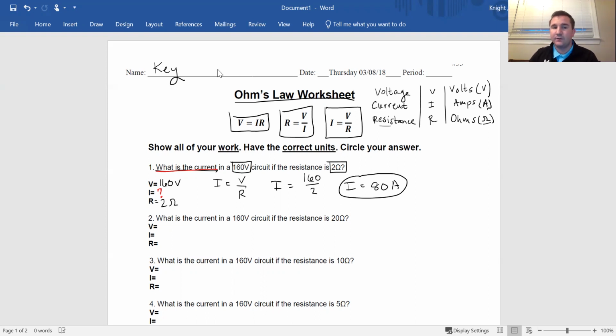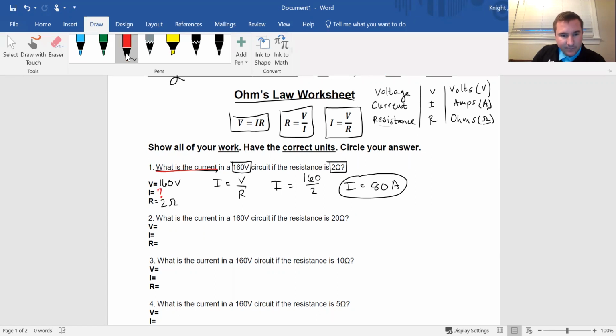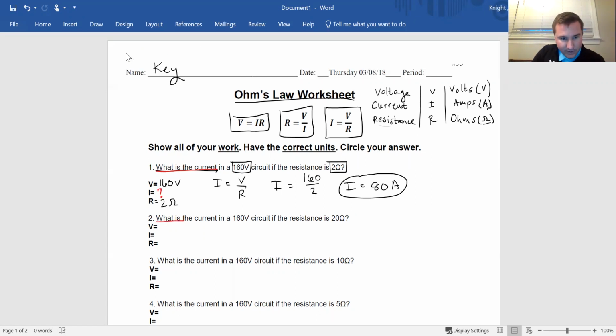All right, so that's all we have to do for these. Read the question, see what they're asking us to find, plug in the numbers that we know, and then use the equation that solves for what we're missing. All right, so second one. I find my question first. Again, the question is, what is the current? So I know I'm looking for I again. I can actually put that in now.